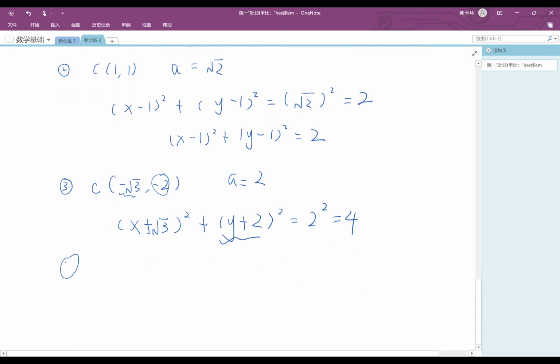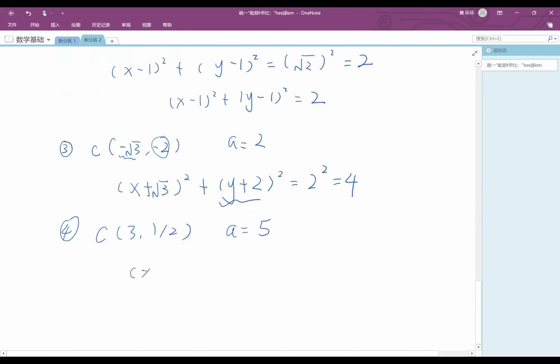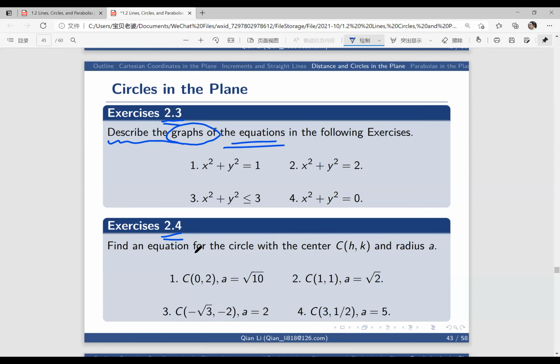And let's see the fourth. C is (3, 1/2) and a is equal to 5. So the equation of this circle is (x minus 3) squared plus (y minus 1/2) squared is equal to a squared. 5 squared is equal to 25, right? So this is the equation for the last one. Okay, this is these exercises.